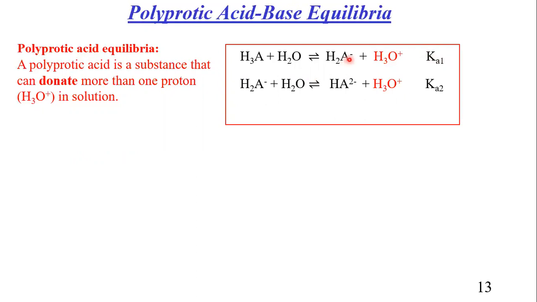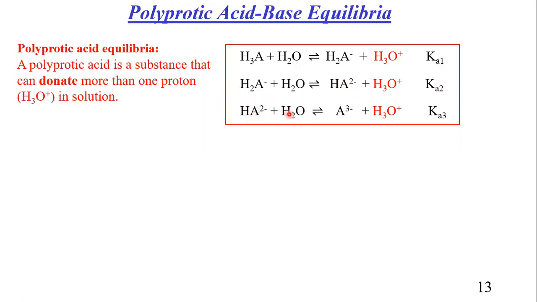Now the H2A minus can come in and also donate a proton to water, becomes H3O plus, and this becomes HA2 minus because it lost a proton and gained another extra negative charge. This equation is governed by a Ka as well, but we call it Ka2. And Ka1 and Ka2 are never the same, okay? So the amount of H3O plus coming from the first equation will never be the same as that from the second equation.